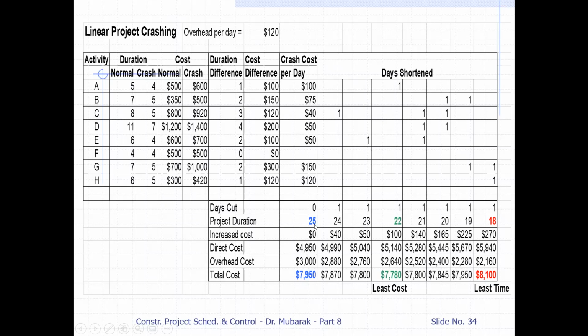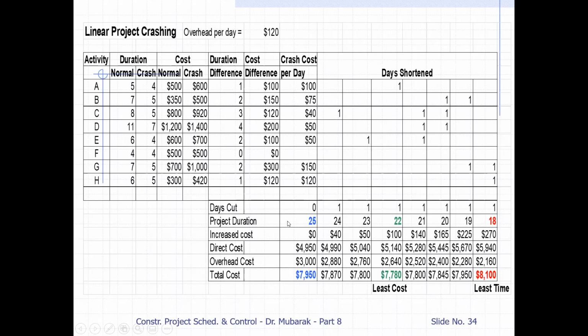Now we know that duration is 25 days. Per day cost is 120. So we multiply 25 by 120, and this will come to 3000. Then we add up the direct cost and overhead cost, these two columns. So 4950 plus 3000 is 7,950 total cost. This is without any crashing, the cost for this duration.